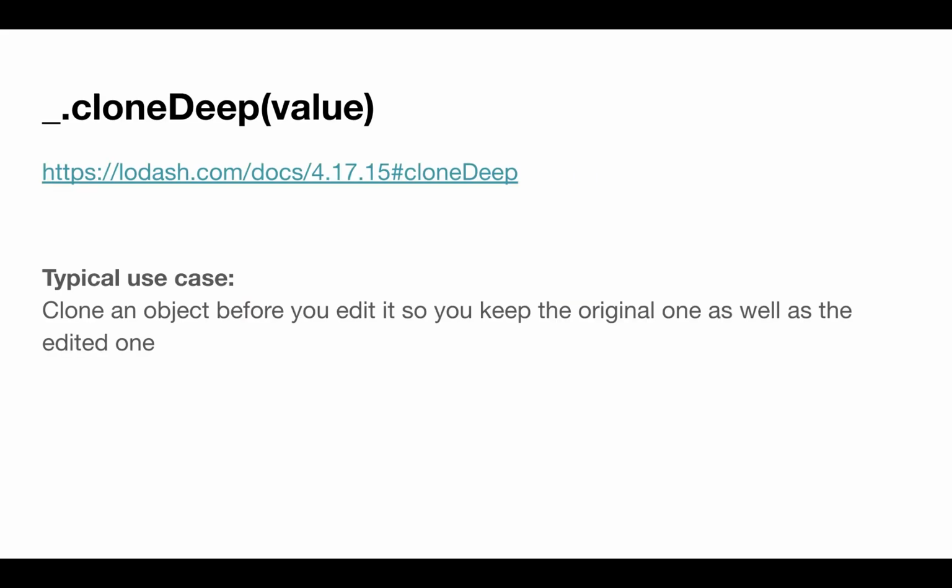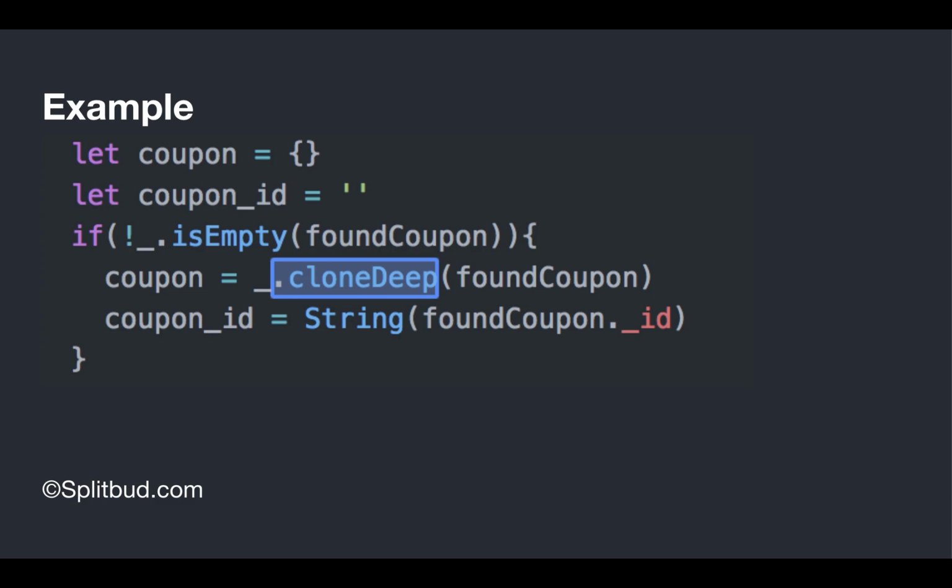So let's start with the first one, which is cloneDeep from Lodash, lodash.cloneDeep. It allows you to clone an object, and the typical use case is to clone an object before you edit it. An example that we use in the back end of our app is, since we use the coupon object for calculation, we take a deep copy of it so that we can pass it on to math functions to calculate its value. This way, every other operation that happens to the coupon doesn't impact the calculation in the math.